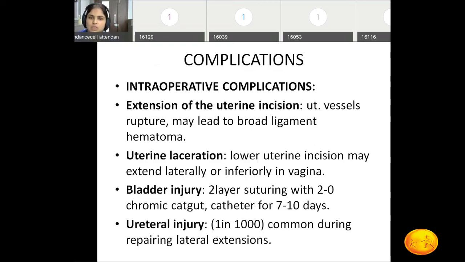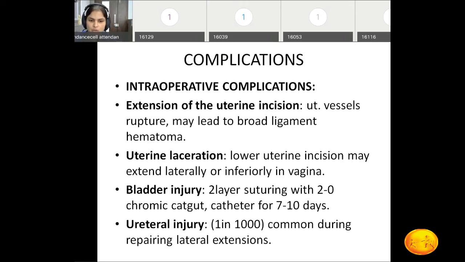Now, complications. Intra-op complication: extension of the uterine incision, like we spoke about while we were looking into the incisions, and that may lead to a broad ligament hematoma. Then uterine laceration: the lower uterine incision may extend to the lateral and the inferior of the vagina. Then bladder injuries, which have to be sutured in 2 layers with 2 zero chromic catgut. Then the catheter has to be kept for 7 to 10 days if there is a bladder injury.